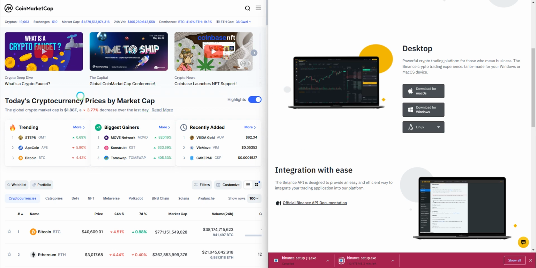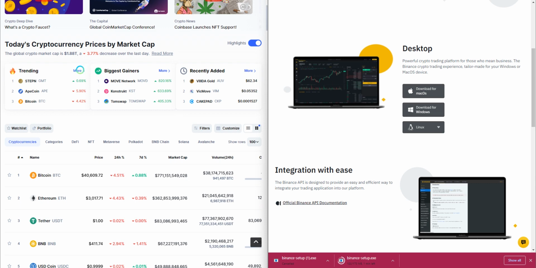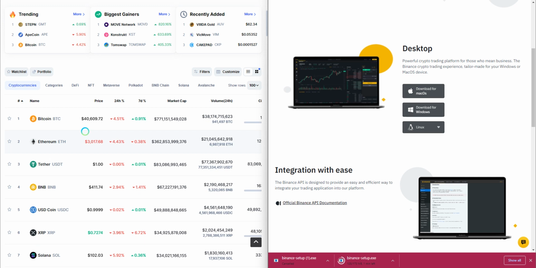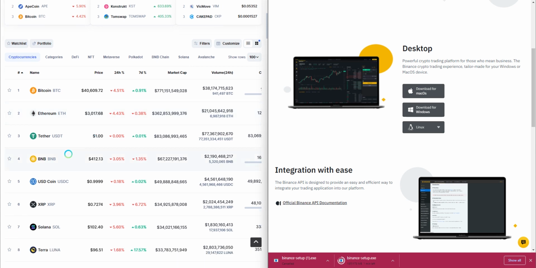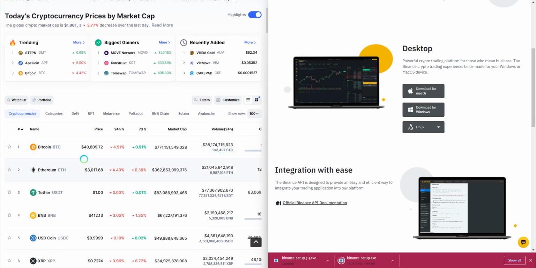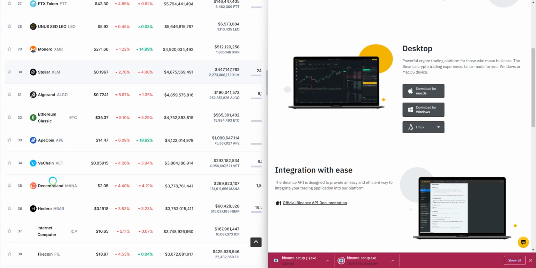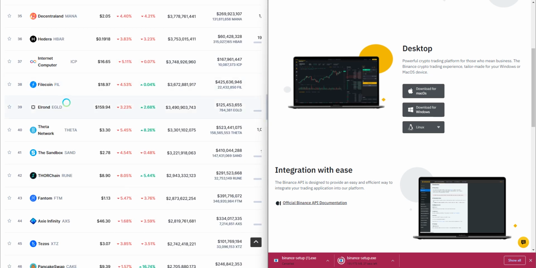I am pausing, and we will also check today's cryptocurrency prices by market cap. This is also another cryptocurrency platform, and the Bitcoin price today is 40,609.7 and the Ethereum price is 3,017 and the Tether price is $1. Bitcoin price increases today and Ethereum price decreases. You can also check all these coins. There are thousands of coins in the cap market and Binance market, and check.